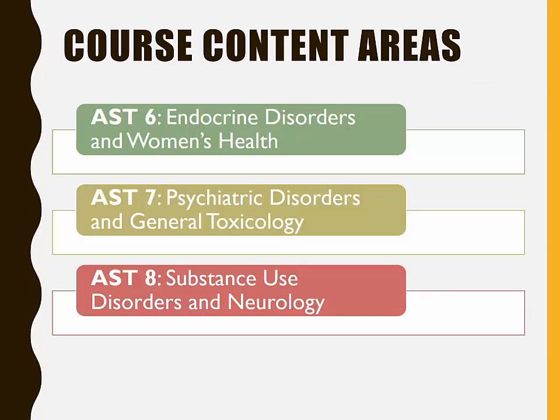There will be 3 3-credit courses scheduled sequentially this semester. AST 6 focuses on endocrine disorders and women's health. This course will start with genitourinary conditions, thyroid and parathyroid disorders, and obesity. The second exam will cover diabetes, and then we'll move on to content on women's health. AST 7 covers psychiatric conditions, including depression, anxiety, bipolar disorder, and psychotic disorders, as well as toxicology. And AST 8 focuses on substance use disorders, pain disorders, and neurology.